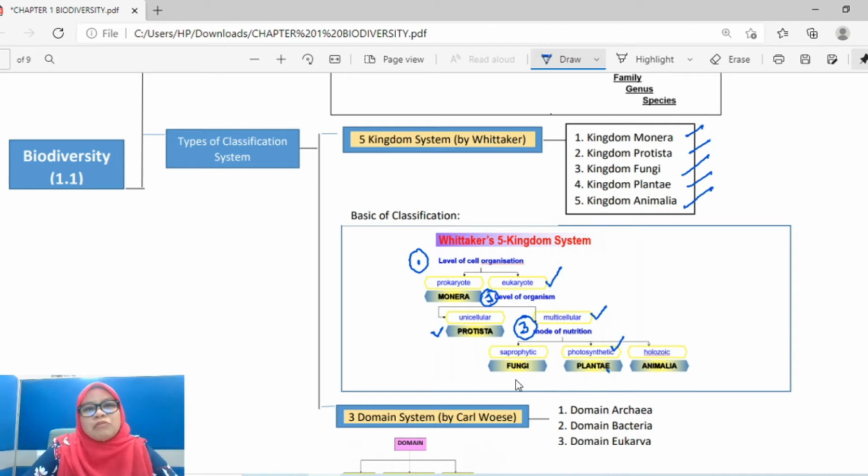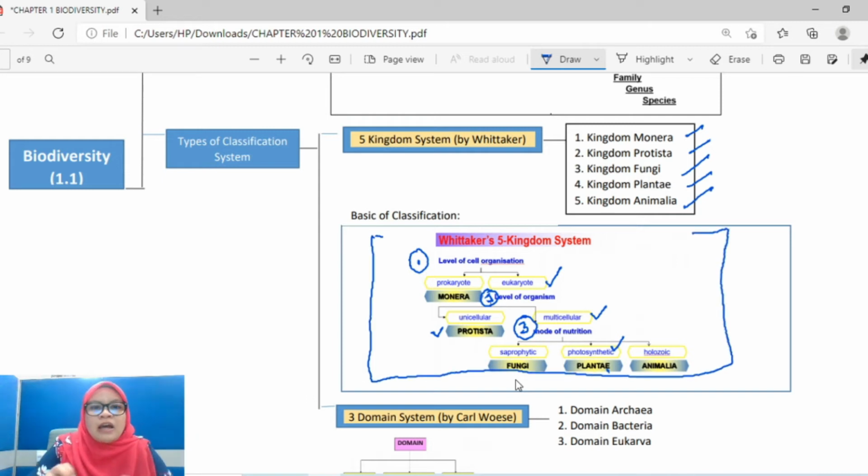Instead of 2, we can give 3. So this is very important to know the basic classification of species under the 5 kingdom system.